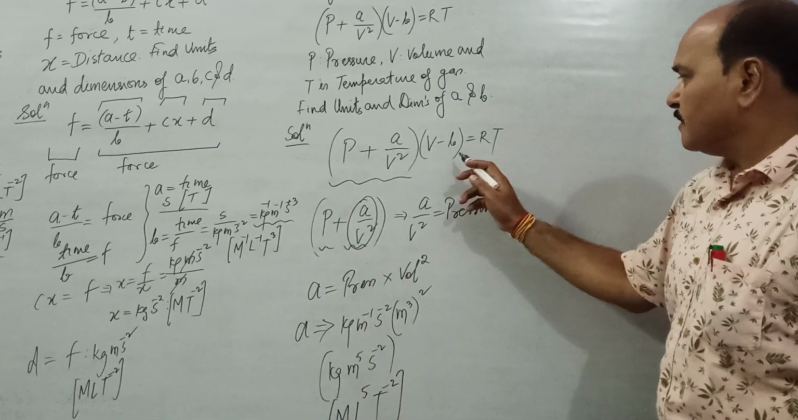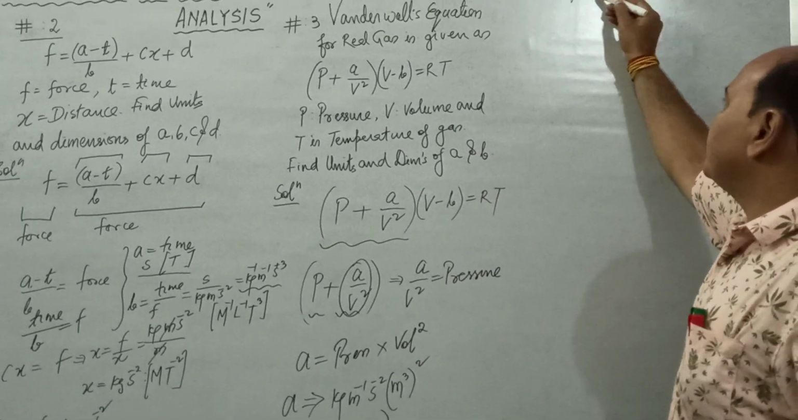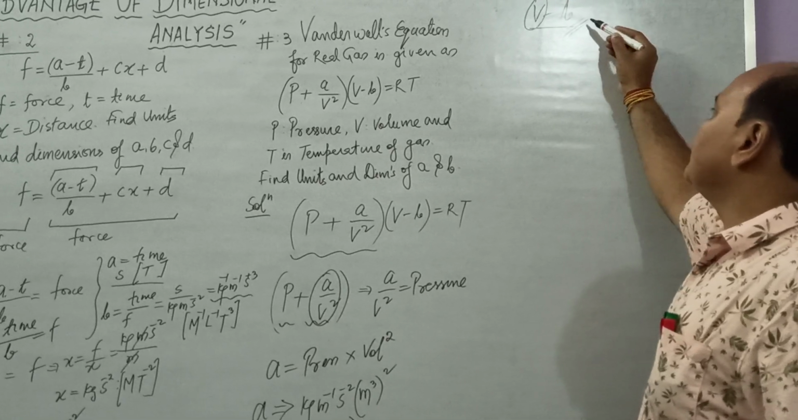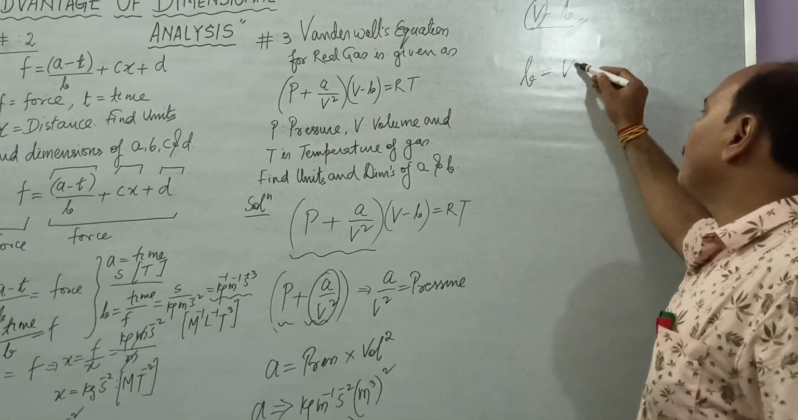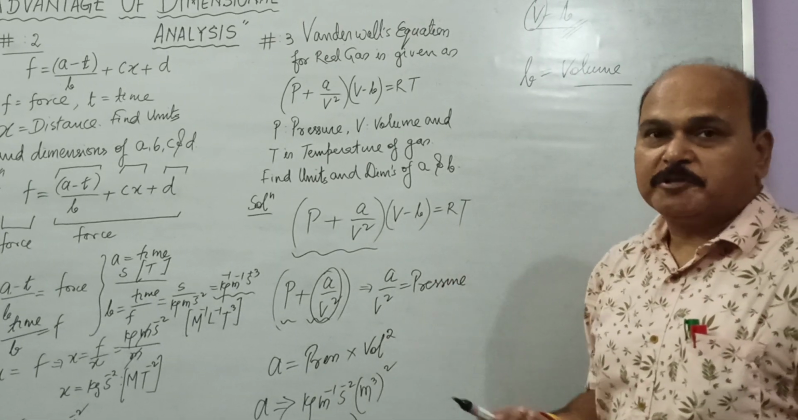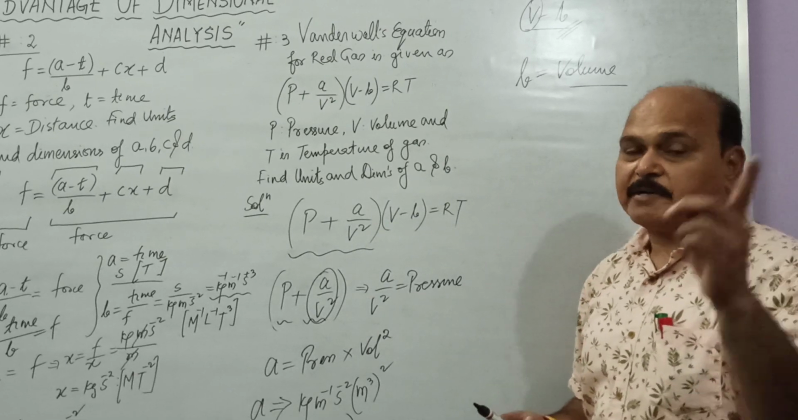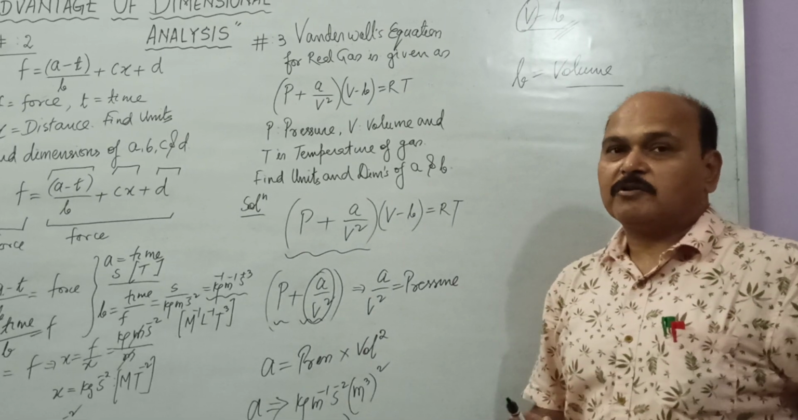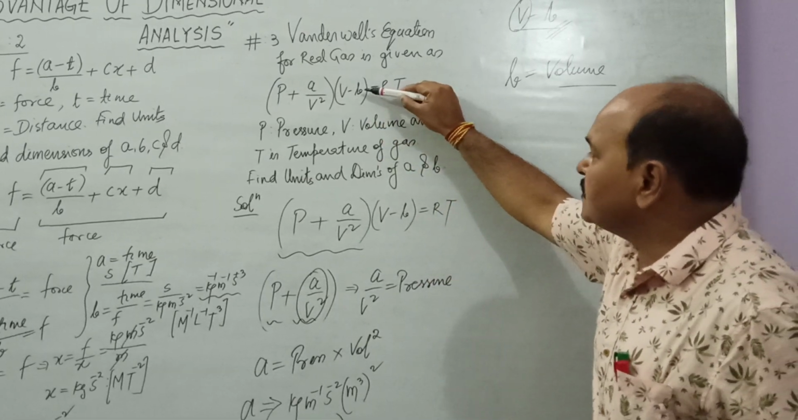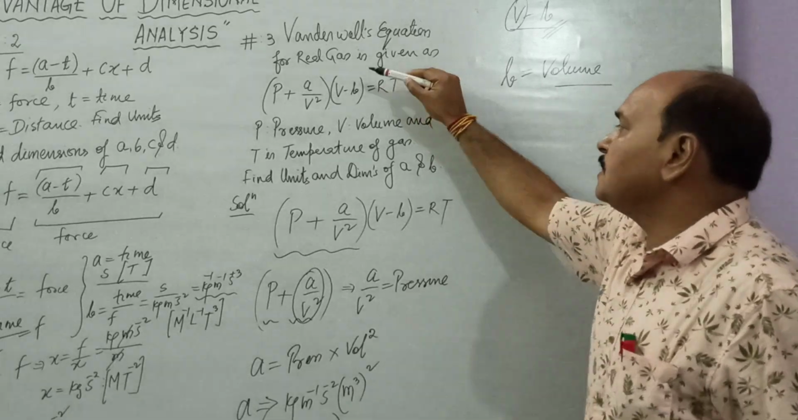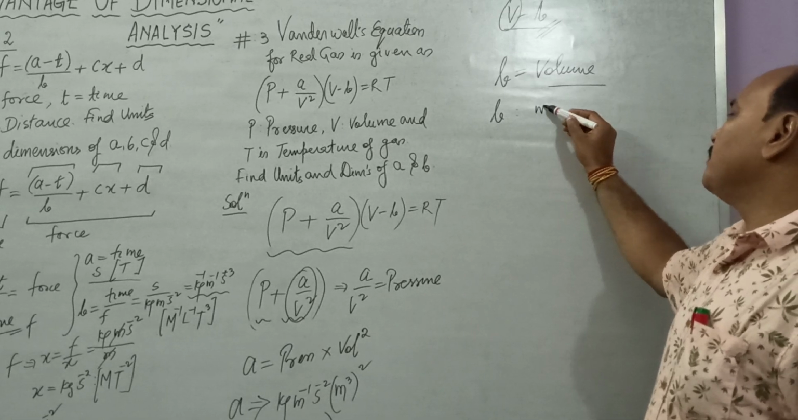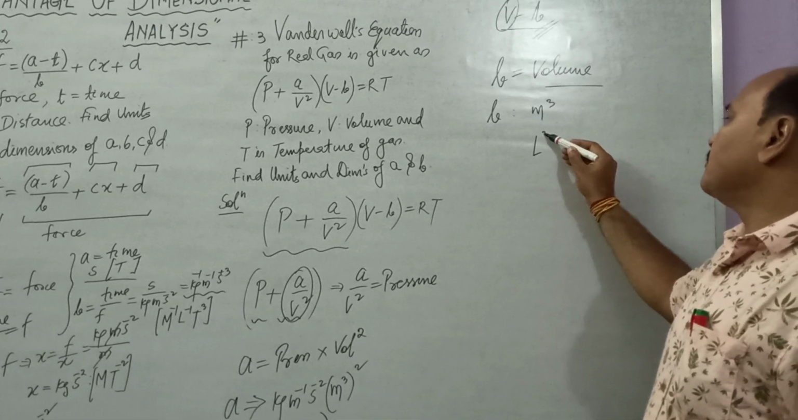Now what about B? See, from V minus B, this is the term. From volume we are subtracting what? B. That means this B has to be volume. Principle of homogeneity. We can add or subtract only dimensionally similar quantities. So we are subtracting from V what? Small b. So this small b has to be the volume. If small b is volume, therefore its unit is going to be what? Meter cube, and dimensional formula is going to be L3.